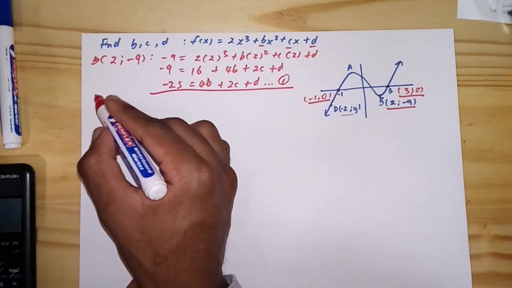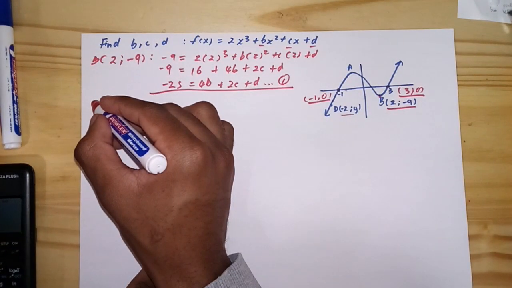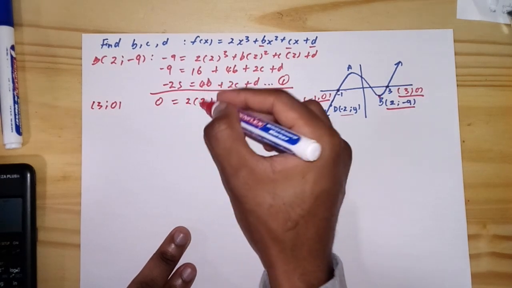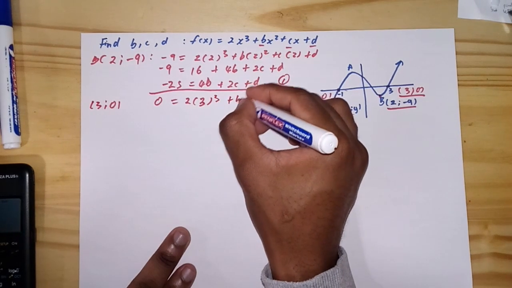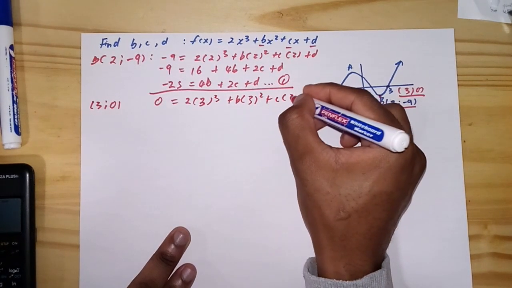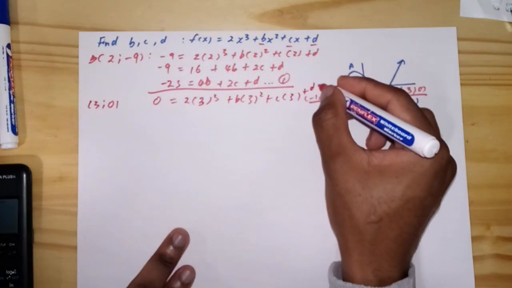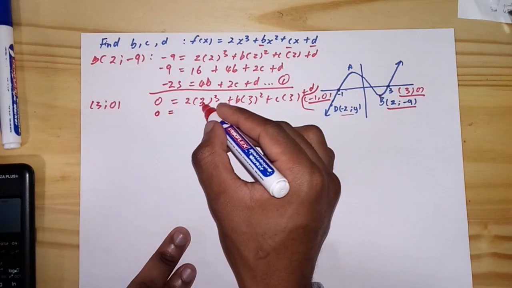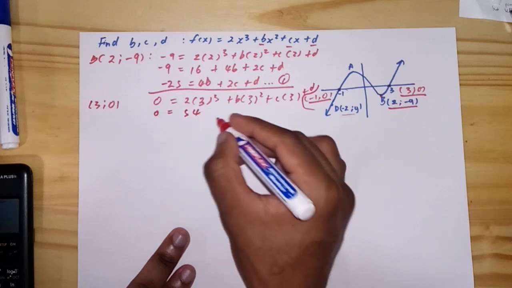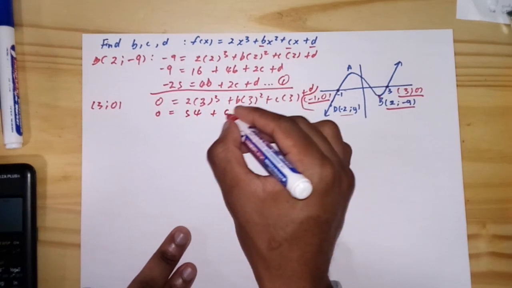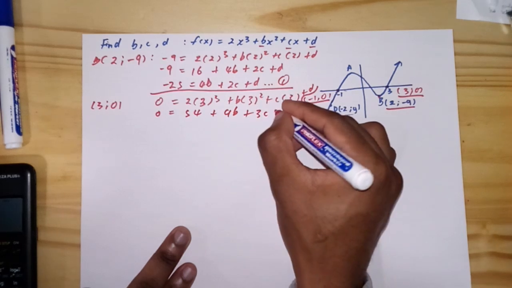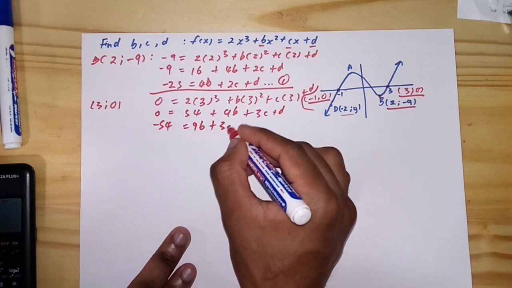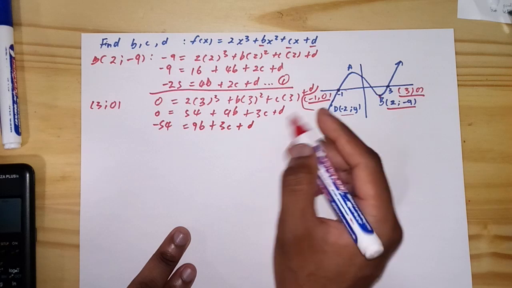What's the other one that we want to use? Let's use this one, that's going to be 3 and 0. 0 equals 2 multiplied by 3 to the power 3, plus b times 3 to the power 2, plus c multiplied by 3, plus d. This is very unneat, but that's the circumstance. This one gives you 27, 27 times 2 gives you 54, plus 9b plus 3c plus d. This one goes on that side. Minus 54 equals 9b plus 3c plus d.